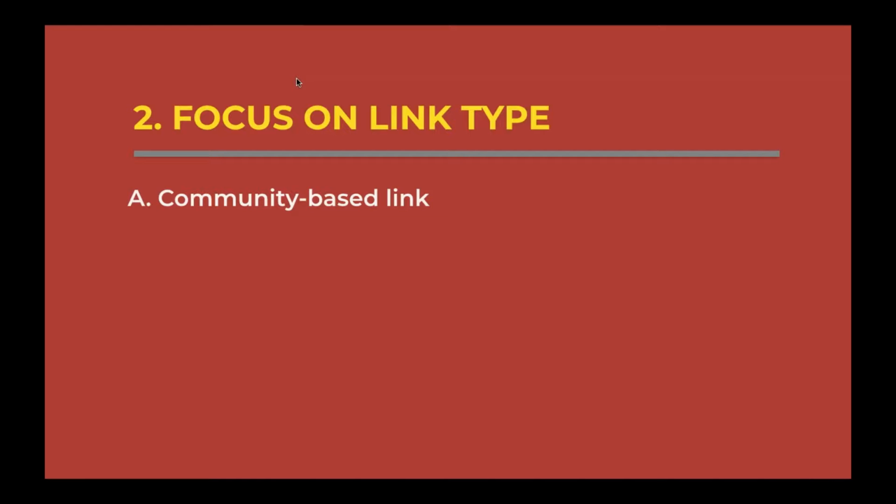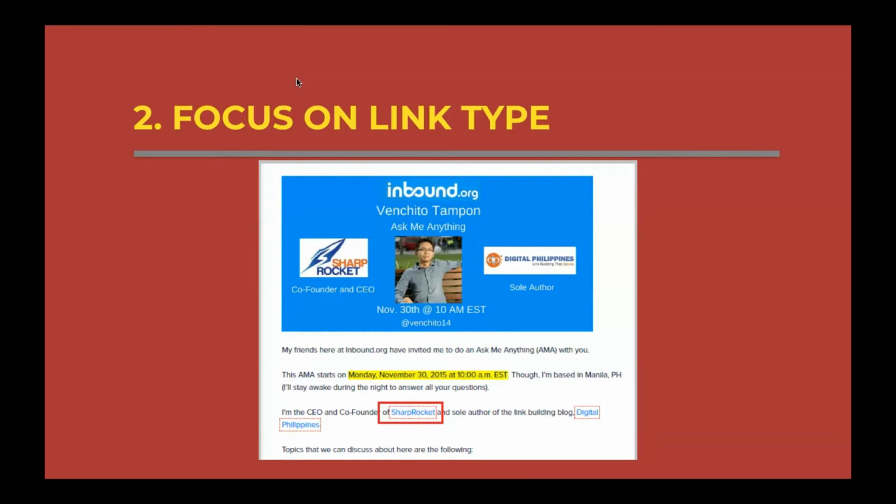The first is a community-based link. An example of this is a link that I got from inbound.org when it was still live. So I got a link from my profile or my description because I created a profile in that forum. Inbound.org was an online marketing forum or discussion website before. So the first link type is community-based link.